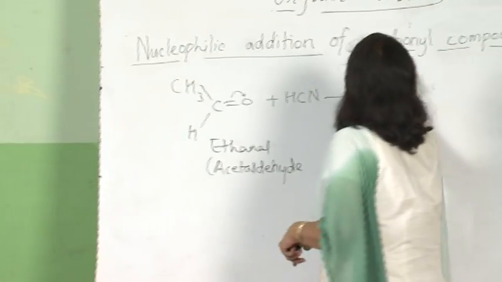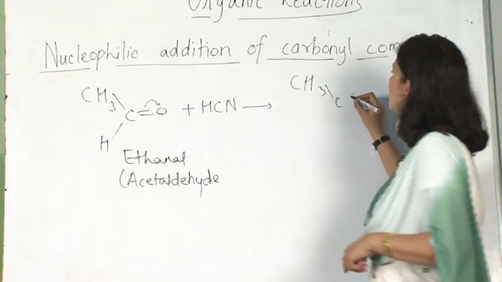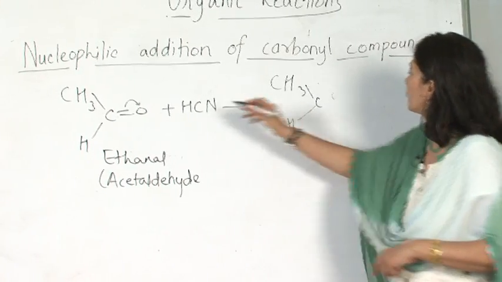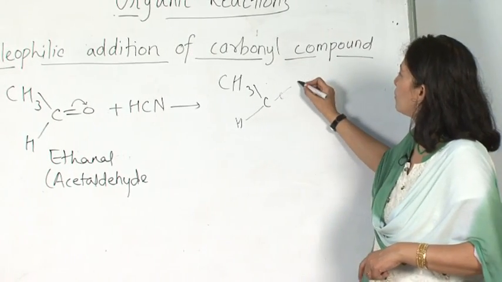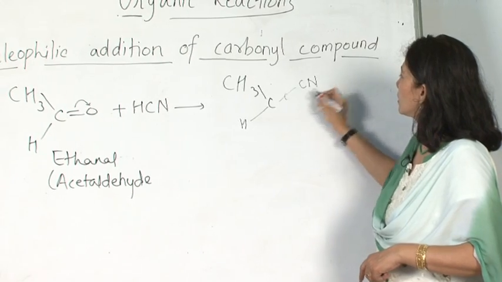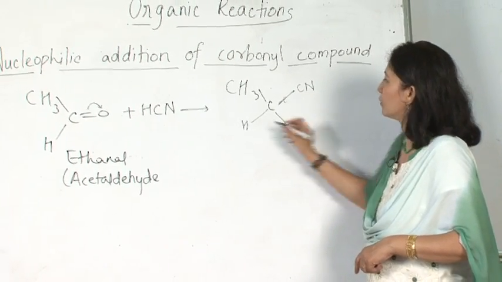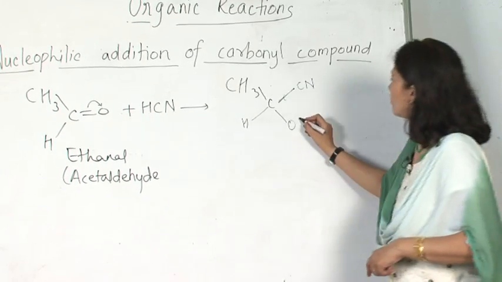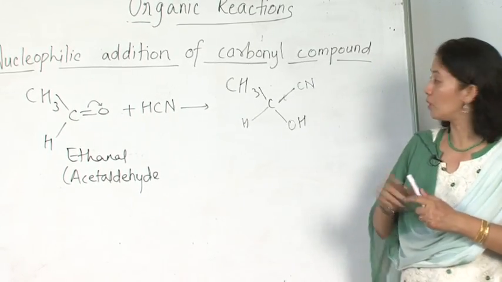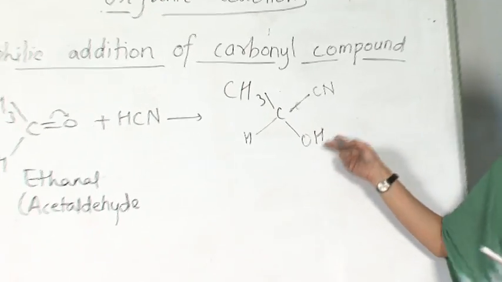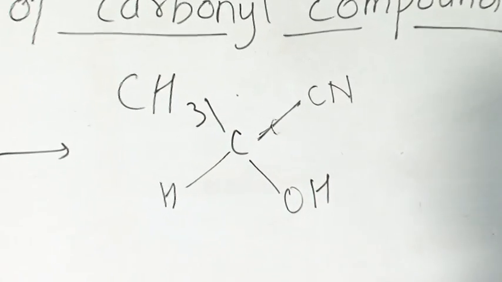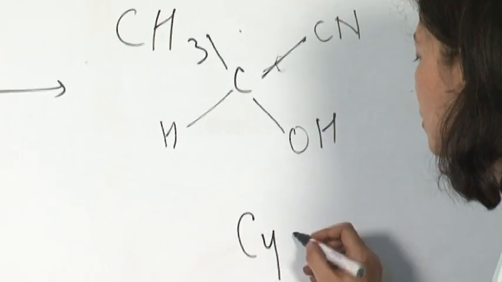And here I am getting the compound as C, this part as H, and similarly to the carbon atom I join the cyanide, and to the oxygen the hydrogen goes. I am writing it like this. In general, whenever I have a compound having OH and cyanide, such compounds are called cyanohydrin.